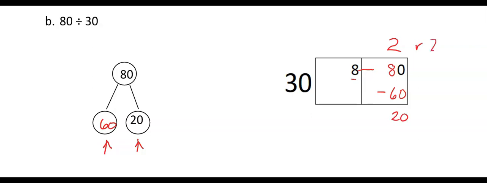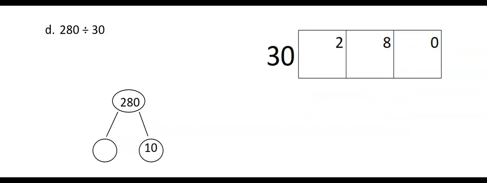And just a reminder that your remainder always has to be less than the divisor. So I can still have a large remainder as long as it's less than my divisor. And again, that matches my number bond. The first circle showed how many groups of 30 we can get out of 80. The second circle showed my remainder. This can also work with bigger dividends like 280 divided by 30.